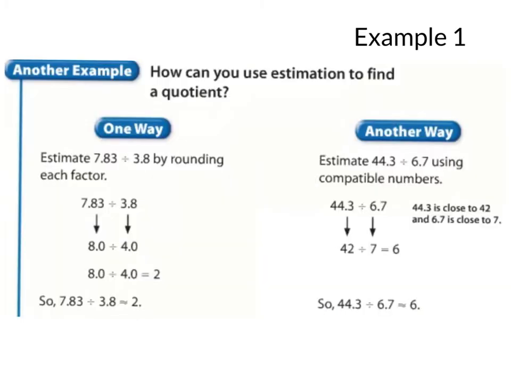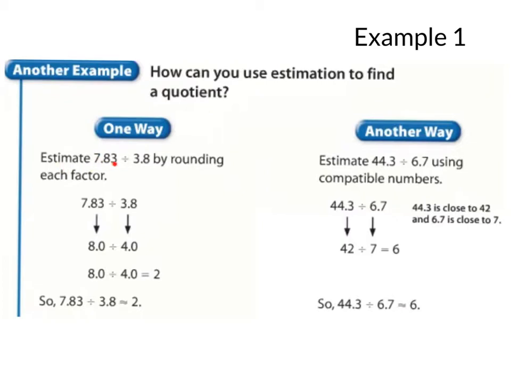Alright, so here's example 1, and I'll show you what I want you to write. Let's read the question first. How can you use estimation to find a quotient? Well, that's kind of different from a product. But we're going to use the same strategies. So I see rounding each factor, so that's talking about the whole number. And I also see compatible numbers. So we're going back to the same method, so I'm not just out in the blue. So let's go to this first way.